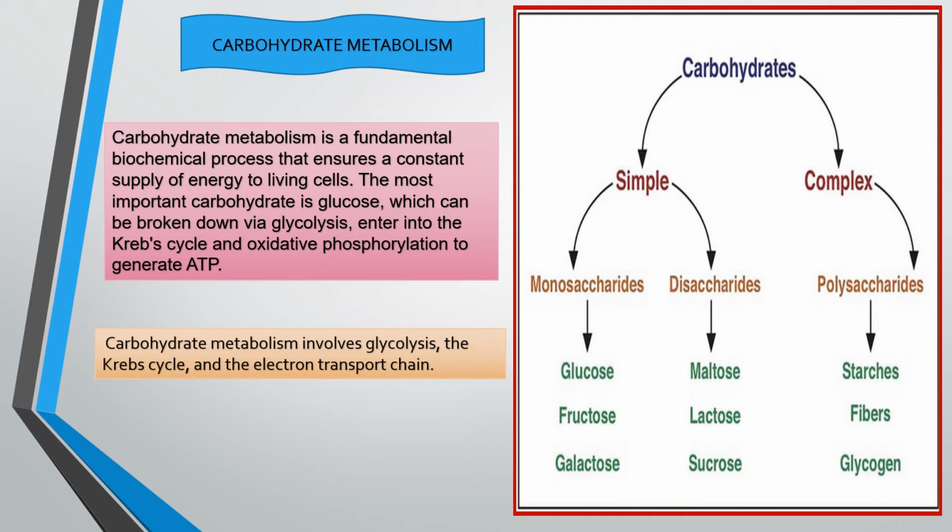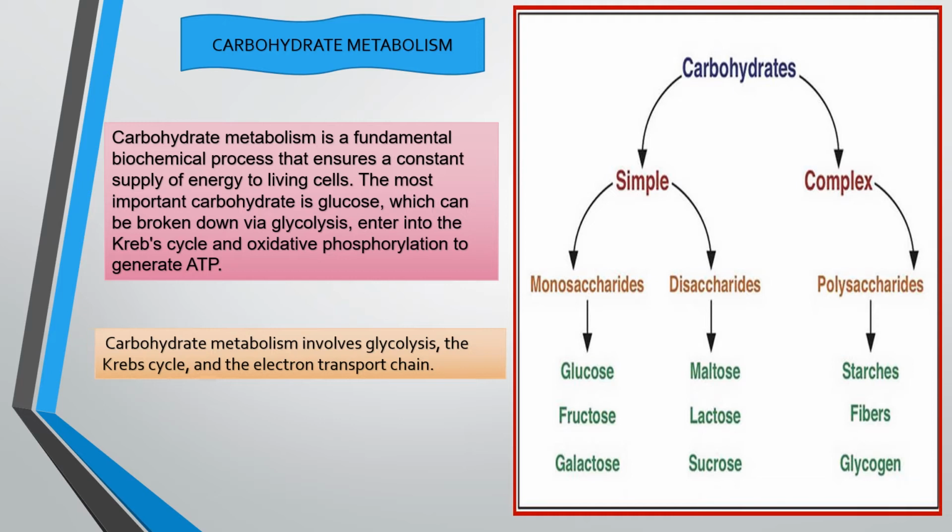Next one is carbohydrate metabolism. Carbohydrate metabolism is a fundamental biochemical process that ensures a constant supply of energy to living cells. The most important carbohydrate is glucose, which can be broken down via glycolysis, enter into the Krebs cycle, and oxidative phosphorylation to generate ATP. Carbohydrate metabolism involves glycolysis, Krebs cycle, and electron transport chain or ETC.